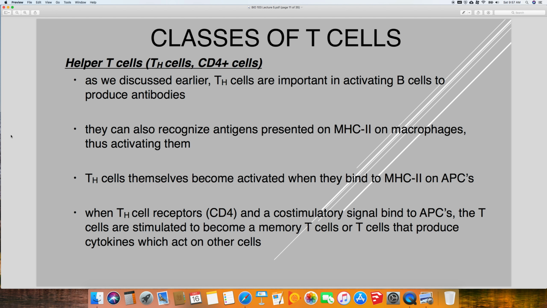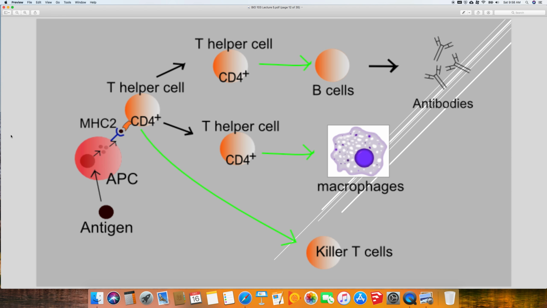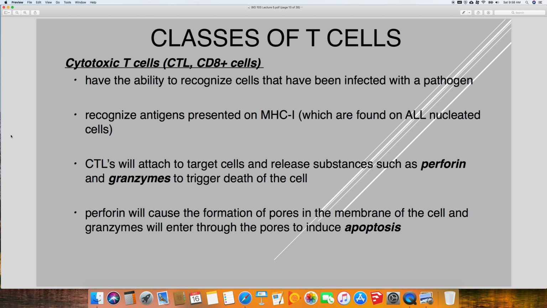Besides the whole thing with the B cells, because that's more specific. We talked about that specifically, but just in general as a big picture, helper T cells recognize MHC class II, which is presented on antigen-presenting cells. When helper T cells bind to that MHC class II, they activate the antigen-presenting cell, and then they will become activated themselves. When they become activated, some of the T cells will become memory cells, and some of them will produce cytokines, which will have a range of other functions. It's more complex than that, but the big picture is all we really need right now.